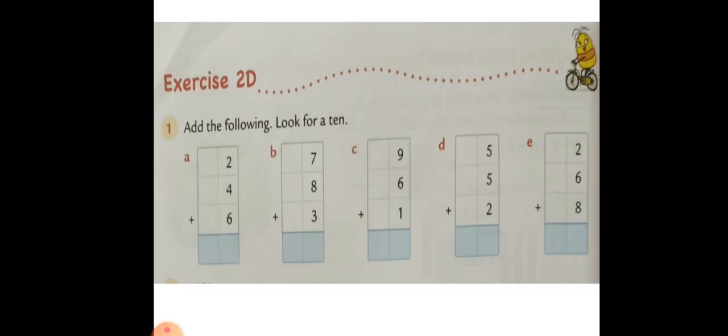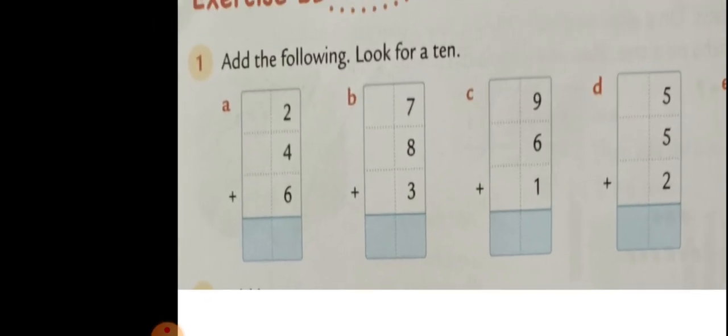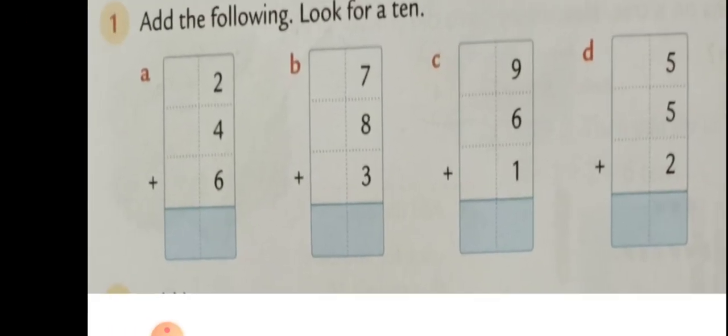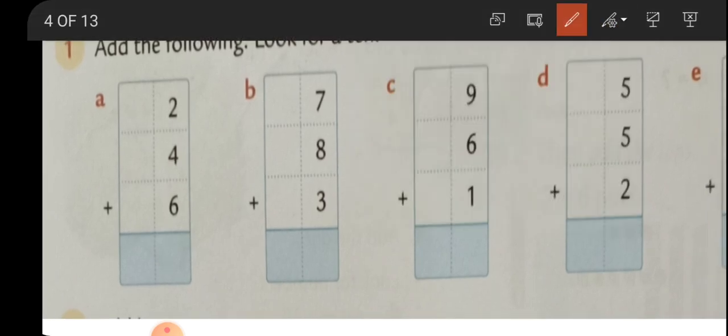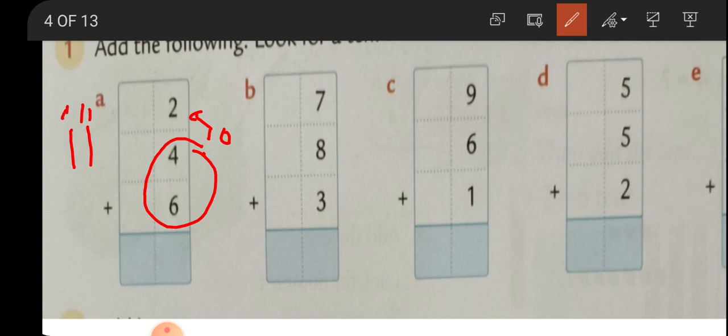Okay, let us begin. Let us do some examples, then you will be able to understand. Add the following and look for a 10. Let us see now. In 2 plus 4 plus 6, 6 plus 4 is equal to 10. Now this 10, and then take 2 fingers up. Forward counting after 10, 11 and 12. So what is the answer? The answer is 12. So we will write 12 like this.